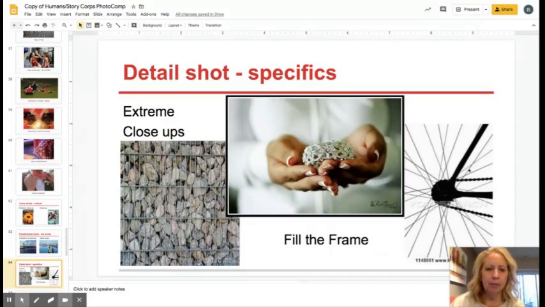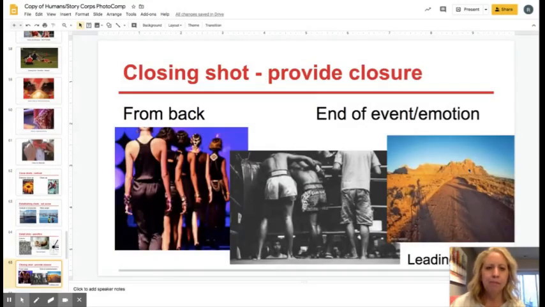These would be examples of more extreme close-ups, detail shots showing specifics of something, a ring, rocks, spokes of a wheel. Here's some closing shots and leading lines. So again, indicating maybe the end of an event, showing some emotion.